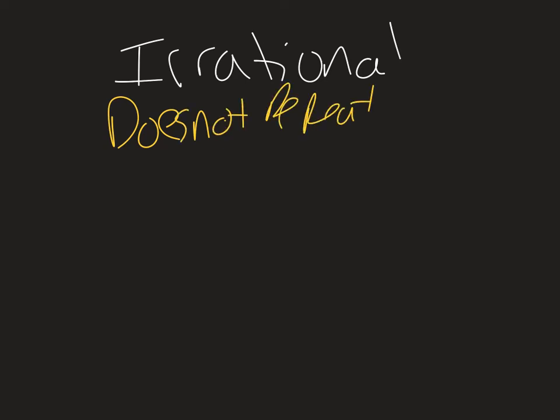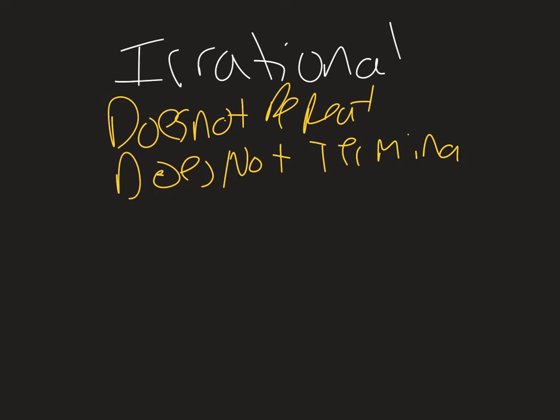So it doesn't repeat and does not terminate. Meaning there's no pattern to it, it never kind of comes around anything. I can't write it as a fraction involving only integers, and kind of the classic example of an irrational number is pi. Now pi is 3.14159, and it keeps going. There's no pattern, it never starts to repeat, it just keeps going.